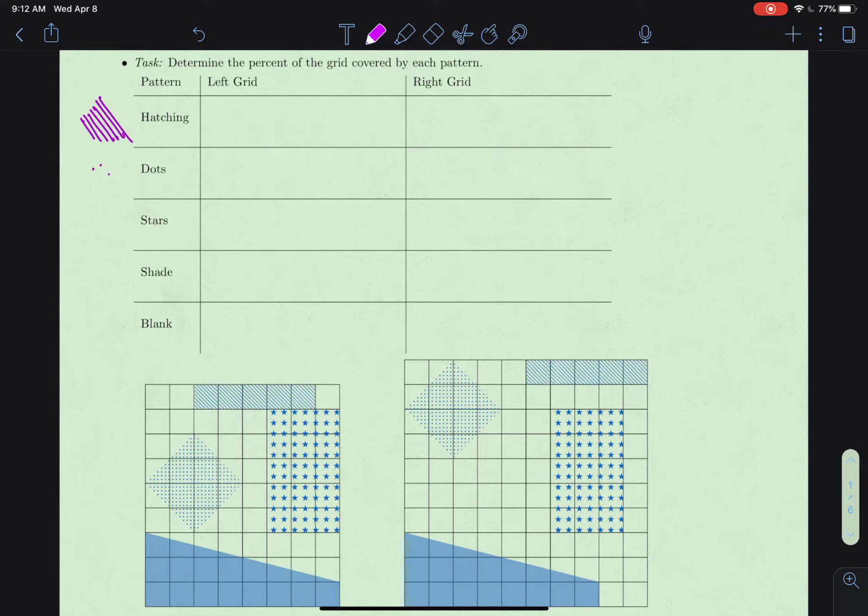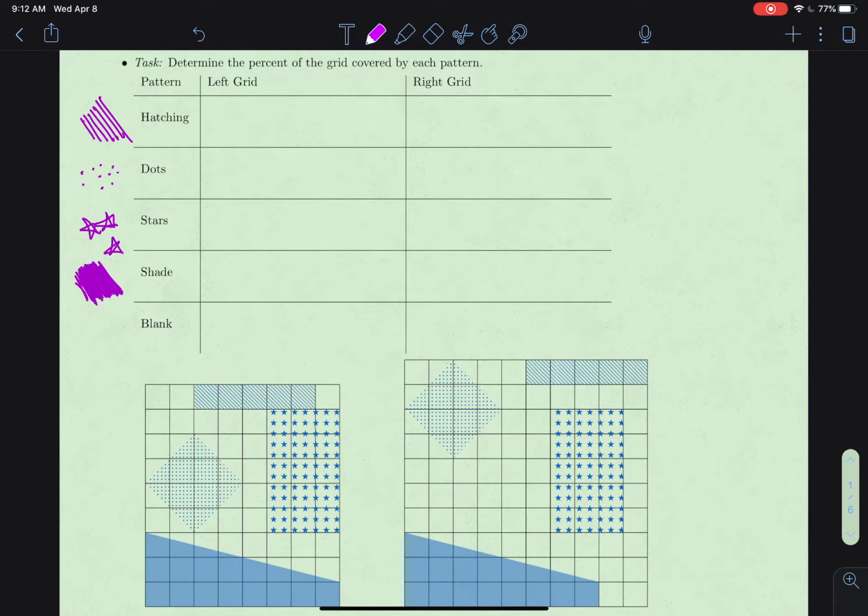Dots are dots. Stars are stars. That's not a good star. Shading is like fully colored in, so different than hatching. And blank just means blank. It's going to be green on your screen, or it would be white if you downloaded the PDF.